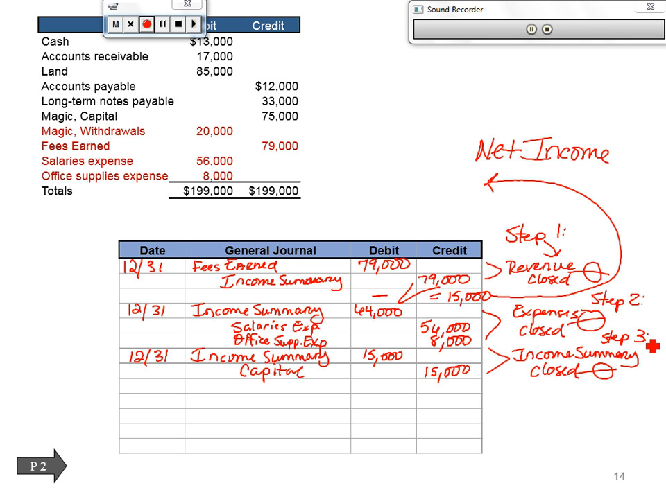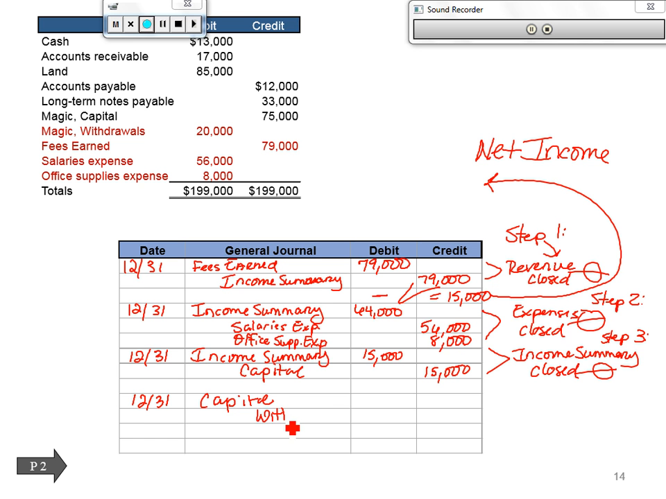Step 4. Close withdrawals to capital. So what's the journal entry to close withdrawals? You've got to do the opposite to close it. If the normal side of withdrawals is debit, you've got to credit withdrawals and debit what? Think about what you're doing. Capital, because you're closing withdrawals to capital.